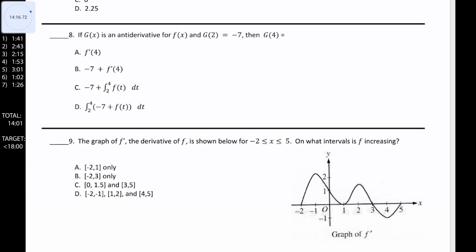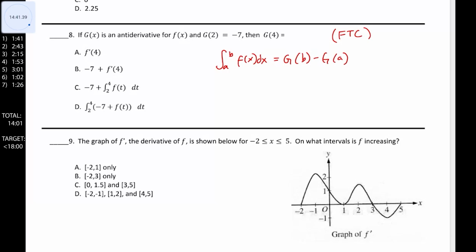Number 8 says if G is an antiderivative for f and G of 2 is -7, then what's G of 4? Here's an example of what I was really trying to get at earlier. This is another fundamental theorem of calculus problem. So let's set up our integral here from A to B of f of x dx. Since G is the antiderivative of f, this is just going to be G of B minus G of A. This is what the fundamental theorem of calculus says.